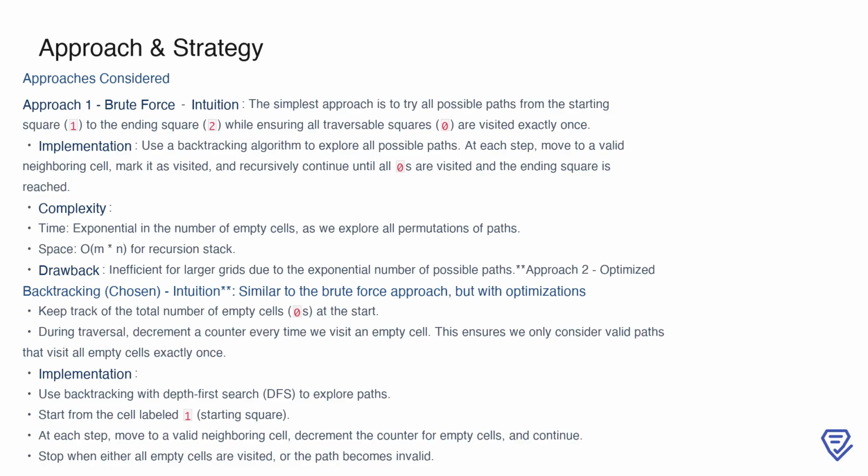However, this approach has significant drawbacks. Its time complexity is exponential in the number of empty cells, as it explores all permutations of paths, and its space complexity is proportional to the grid size due to the recursion stack.